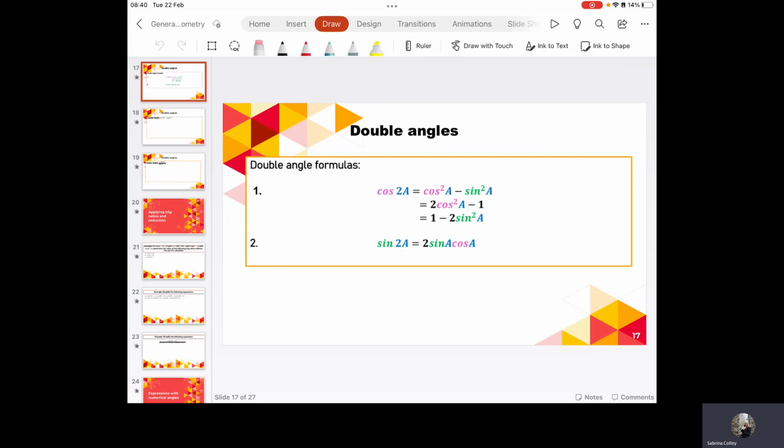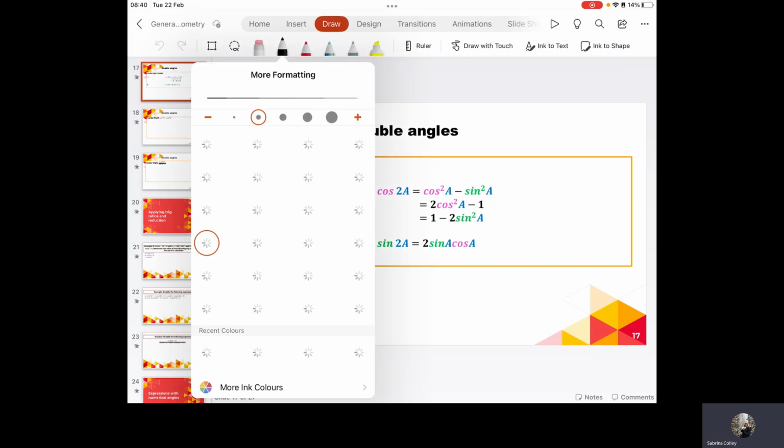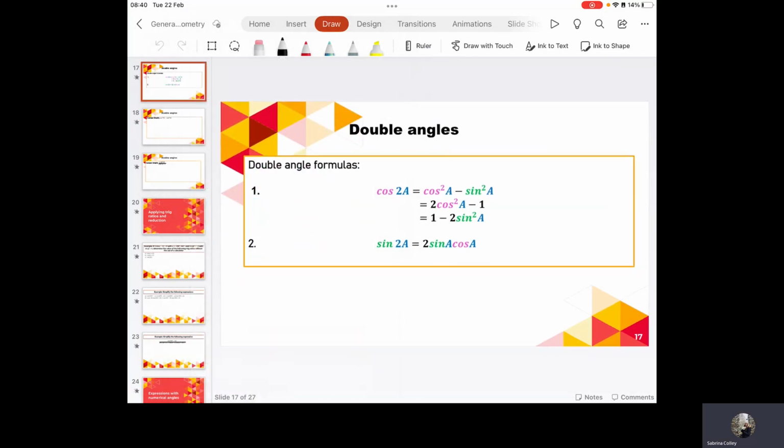So obviously, if I've got A plus A, it's going to give me 2A. So that's a double angle. If I've got 30 degrees plus 30 degrees, it's going to give me 60 degrees. So 60 is double of that angle, 30 degrees. So when I'm looking at double angles, I'm looking for this 2A, or a double of an angle, okay?